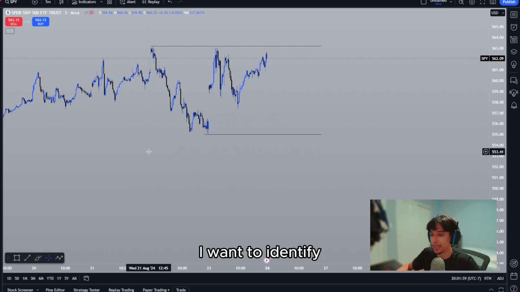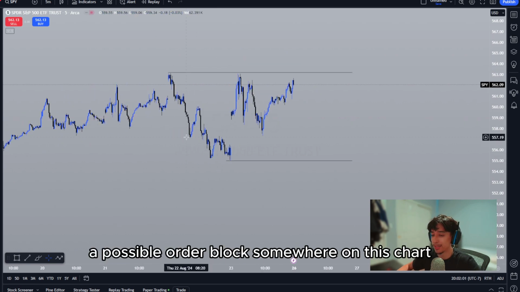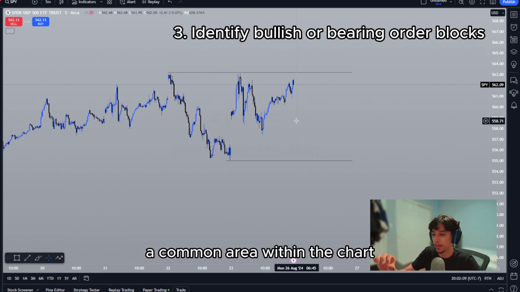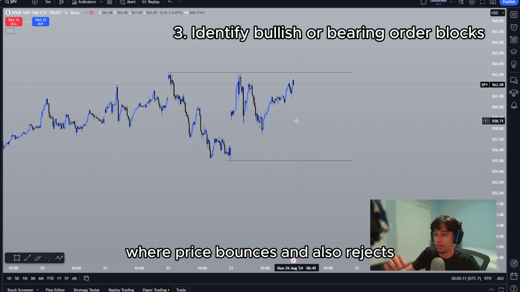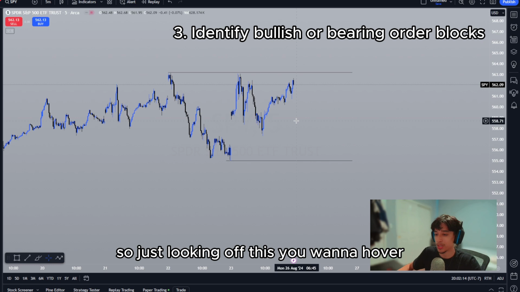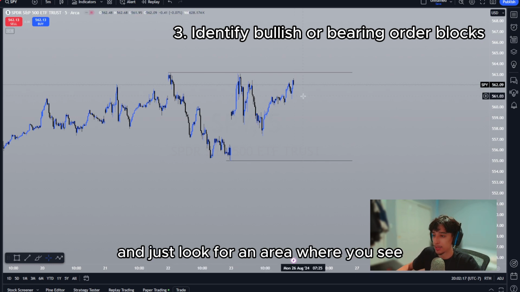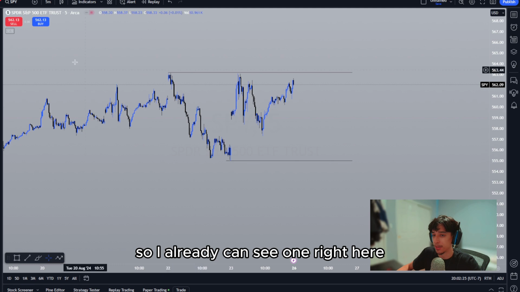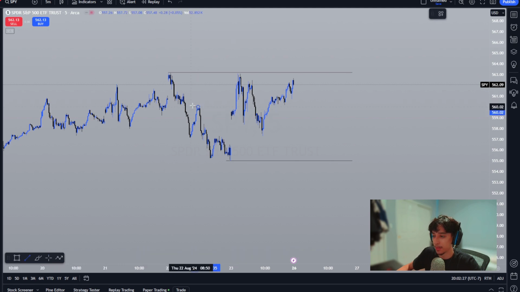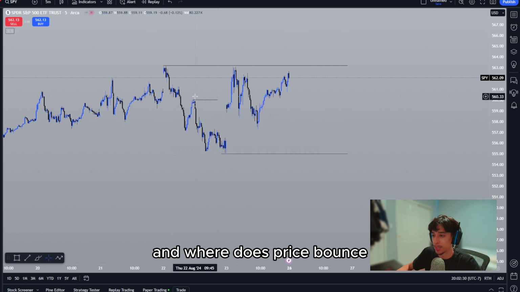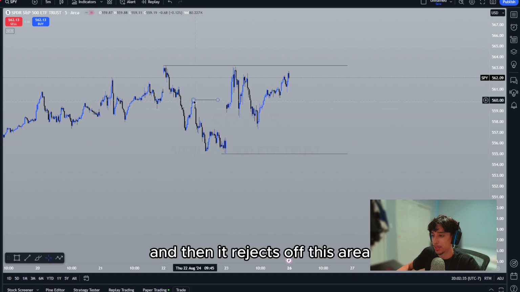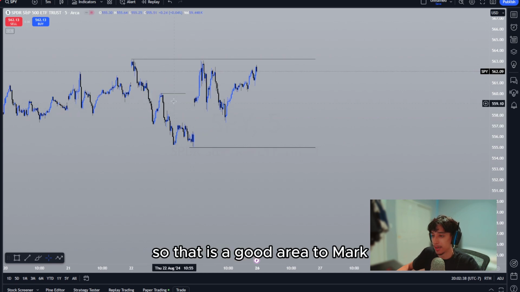So I want to identify a possible order block somewhere on this chart. So looking at the overall chart, there needs to be an area, a common area within the chart where price bounces and also rejects. So just looking off this, you want to hover and just look for an area where you see price will probably bounce and reject off a point. So I already can see one right here. And where does price bounce? Price bounces off this area and then it rejects off this area. So that is a good area to mark.